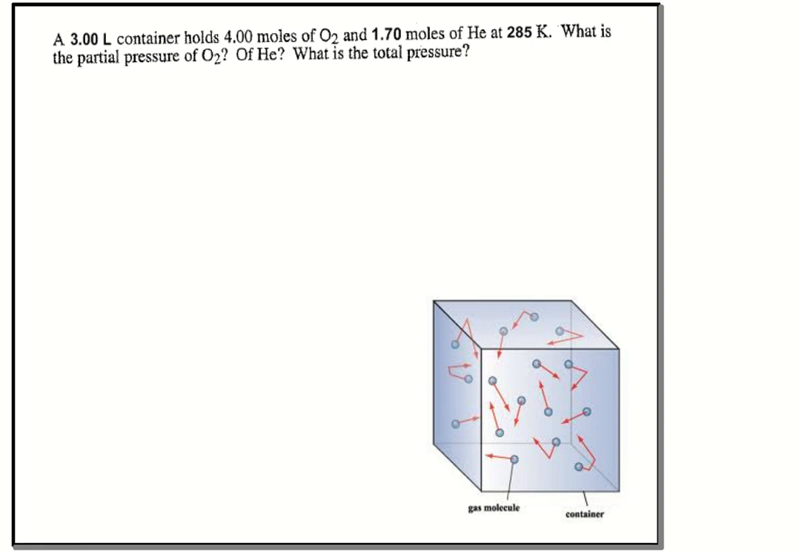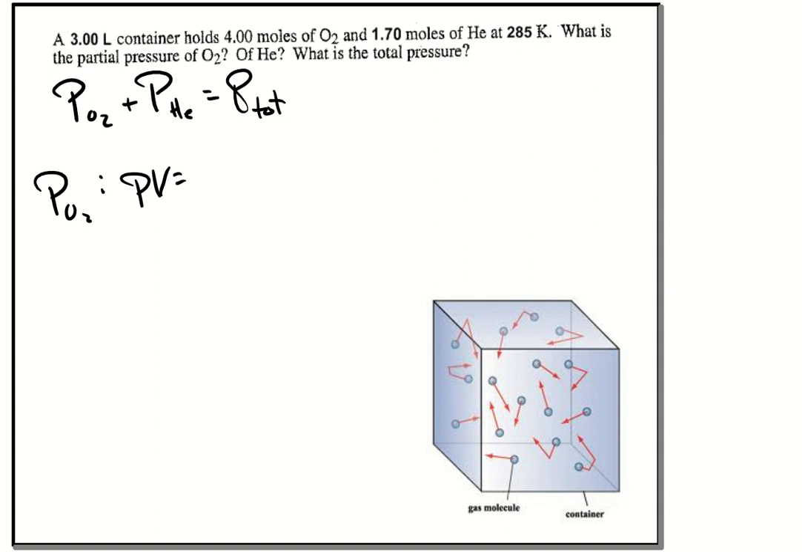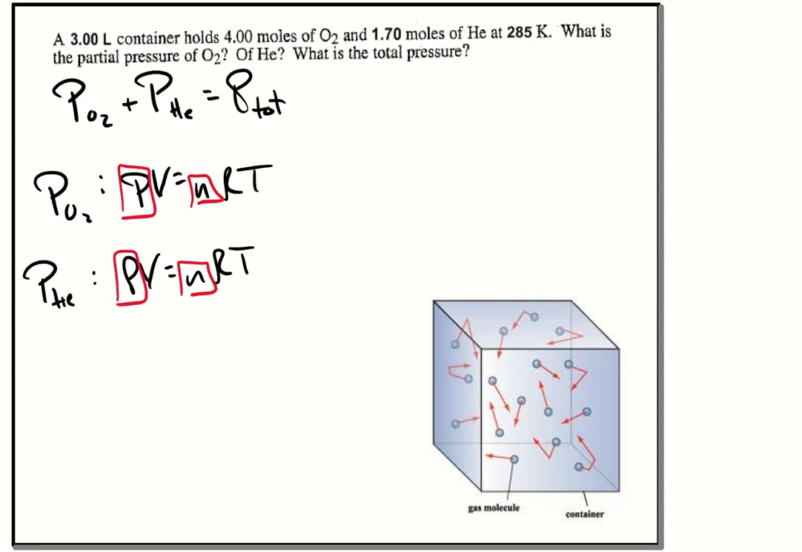A reminder here that Dalton's law of partial pressure tells us the pressure of the oxygen plus the pressure of the helium is going to equal the total pressure. It's that simple. So we're going to set up two separate equations here. The partial pressure of O2 can be calculated using the ideal gas law. And the partial pressure of helium can also be calculated using the ideal gas law. The only values that are going to be different in these two equations are the number of moles, and of course the pressures that we're calculating for these two. Once you have those two pressure values, you can sum them and get the total pressure.